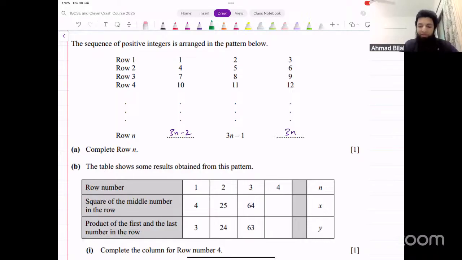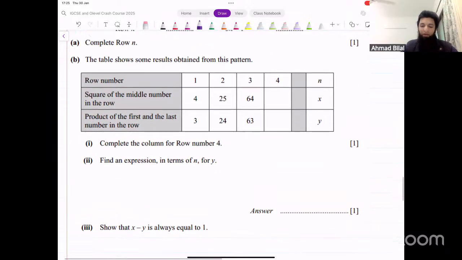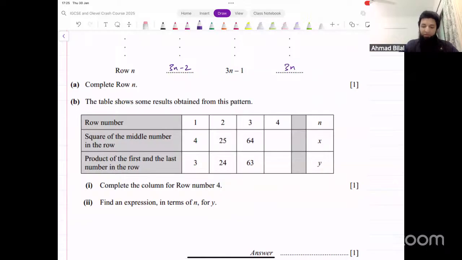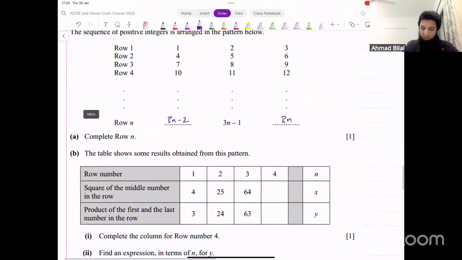If you just had this sequence given in isolation, then you could use that linear sequence formula. But in this case, it's much quicker to just use this pattern to figure out what the nth term would be. All right, now the table shows some results obtained from this pattern: 1, 2, 3, 4, 5, and up to n. Square of the middle number in the row.